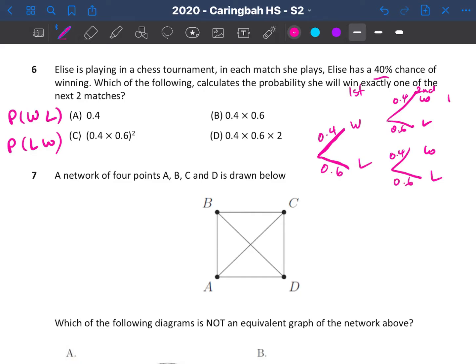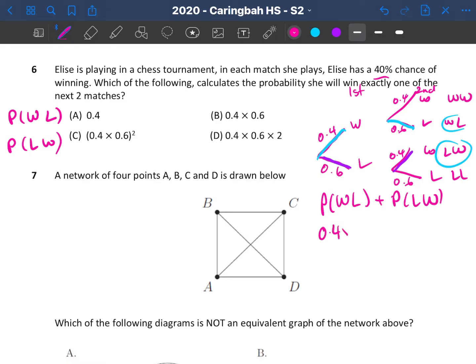So look at all the possible outcomes. She could win both games. She could win then lose. She can lose then win, or lose, lose. I am after these 2 outcomes. Okay, so there. And how about I do a different color, or this and that? Okay, so the probability of winning losing plus the probability of losing winning looks like this. It is 0.4 times 0.6 plus 0.6 times 0.4.